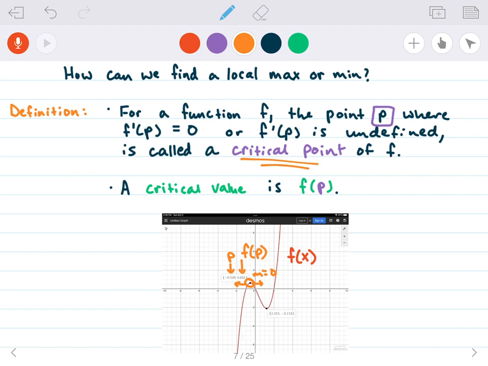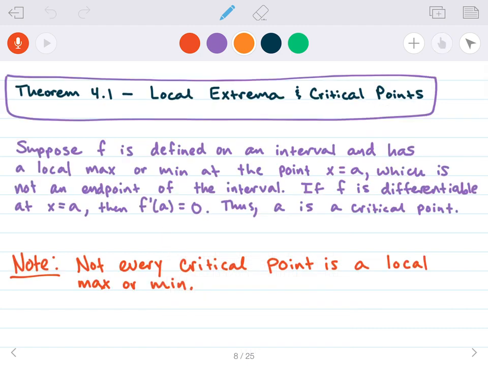0.549. Likewise, this is a critical point. So this is going to be p. This is going to be f of p. Okay. And again, we can tell that the slope is 0 here. That's the connection with setting the derivative equal to 0. All right. Theorem 4.1, local extrema. That just means local max or local min and critical points.